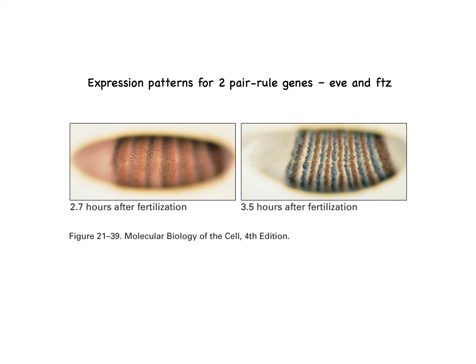Again, showing a little more detail, the expression patterns of the 2 complementary pair-rule genes, the even-skipped and Fushi Tarazu, at 2 different times in development. And again, these both make up 7 stripes along the anterior-posterior axis of the developing embryo.